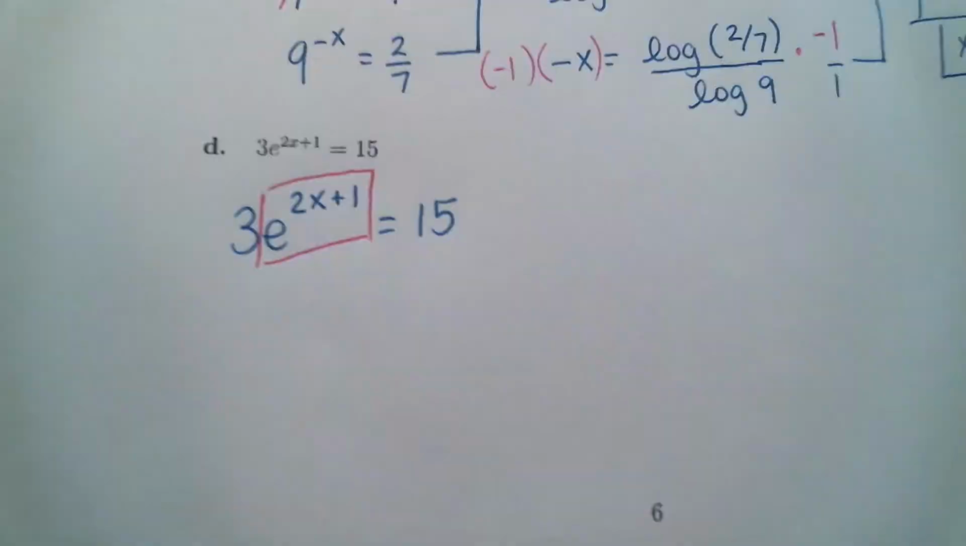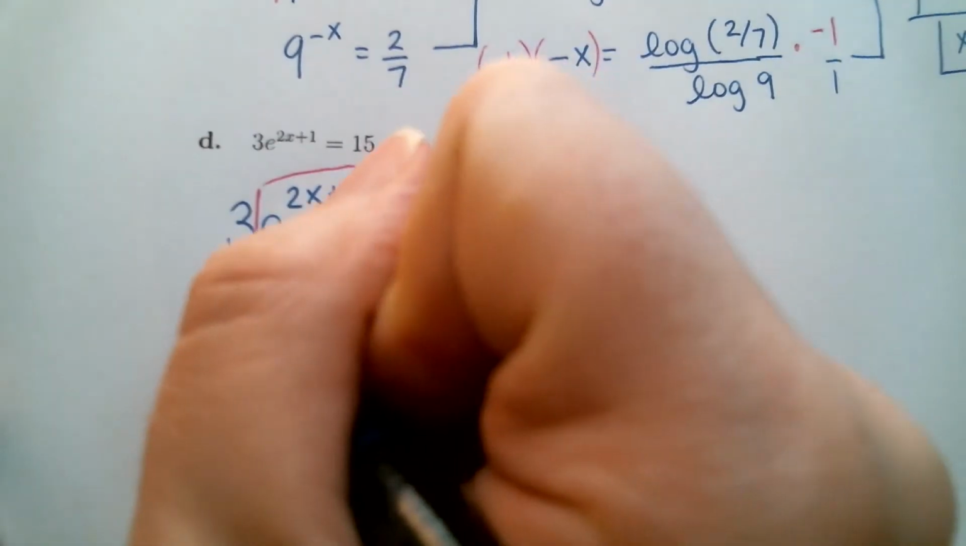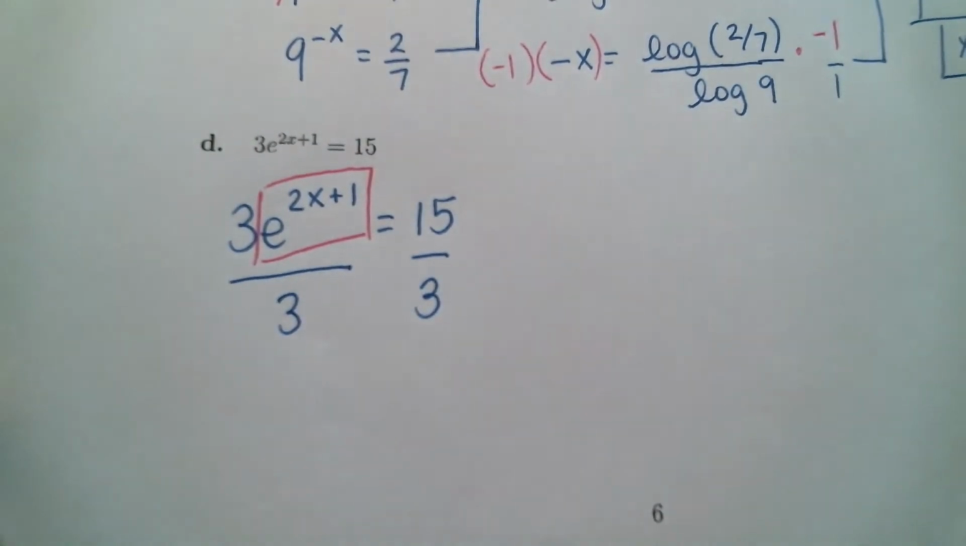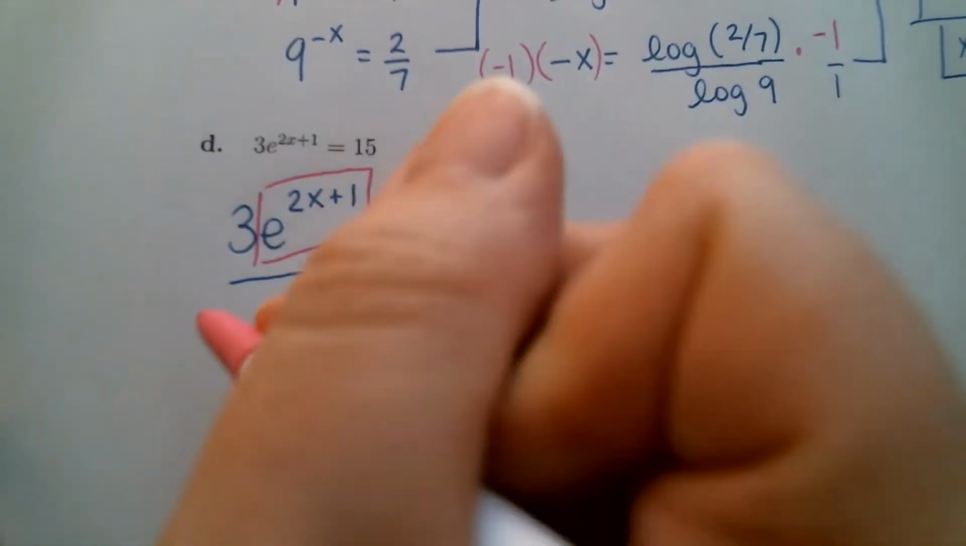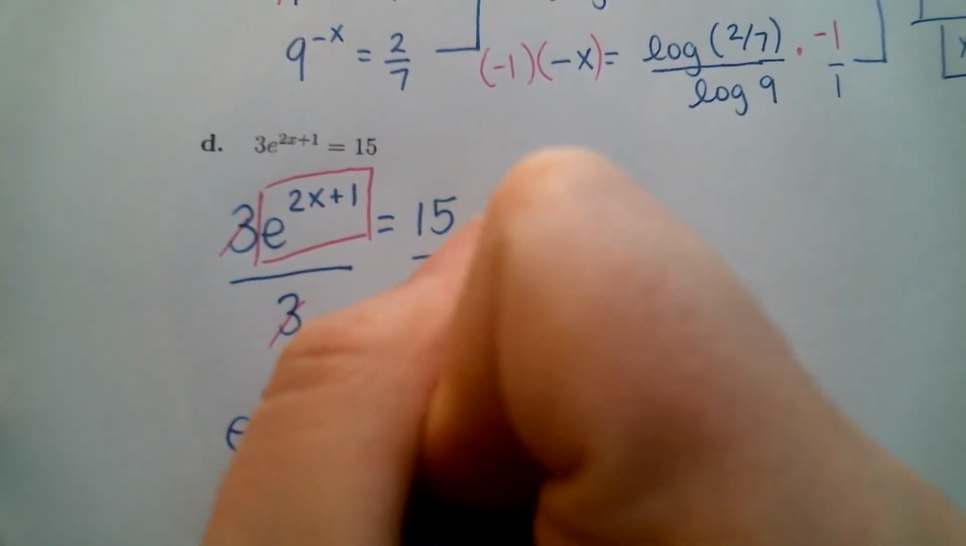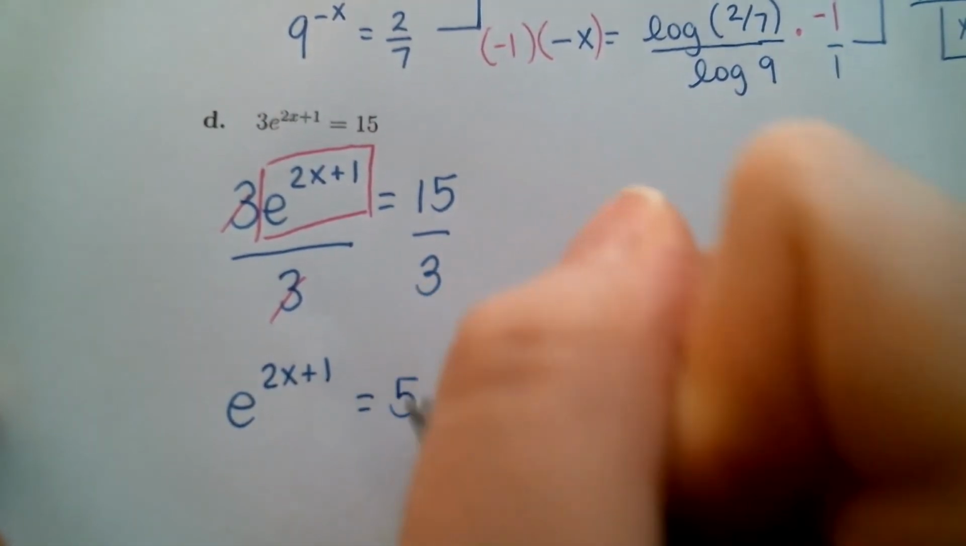Since the 3 is not raised to the power, we have to get rid of it. We're trying to isolate this piece, because only the e contains the x or the power. Since e to the 2x plus 1 is multiplied by 3, we undo that by dividing by 3. Whatever you do to one side, you have to do to the other. Your 3's are going to cancel out. You're left with e to the 2x plus 1 on the left, and the right side is just going to become 5.